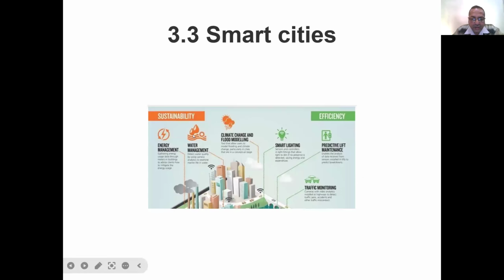Next is sustainability and efficiency. We have seen that 5G is designed to be strictly environment friendly. The battery we are using gives us 10 years more capacity or life. It is saving so much electronic waste.